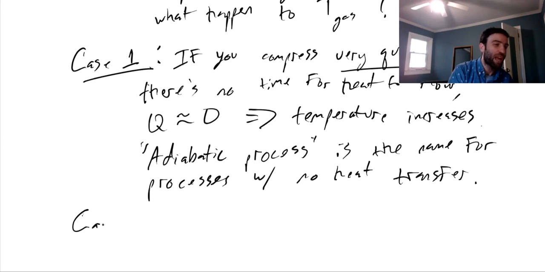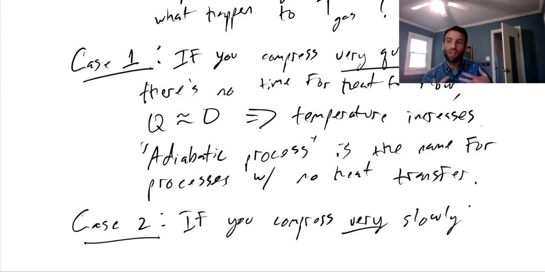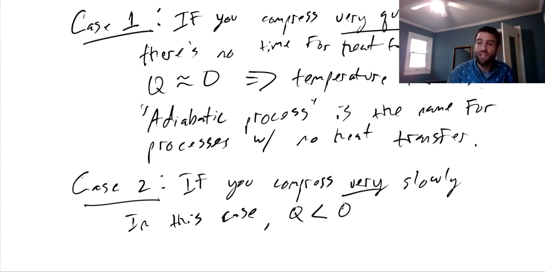Now, on the other hand, what happens, case 2, if you compress very, very slowly? Well, in this case, there's plenty of time for any excess thermal energy above the gas's original temperature to flow out of the gas into the piston and then into the surroundings, right? So in this case, heat actually flows out of the gas. So heat, Q is less than 0, heat flows out of the gas.